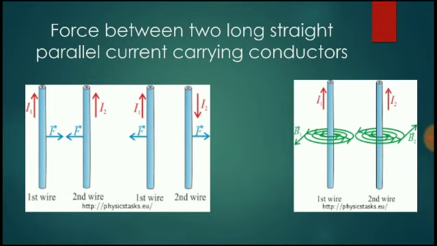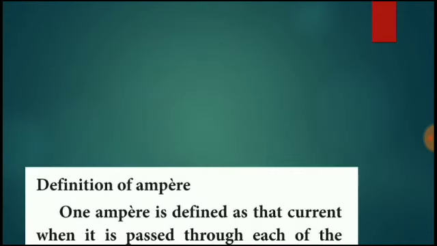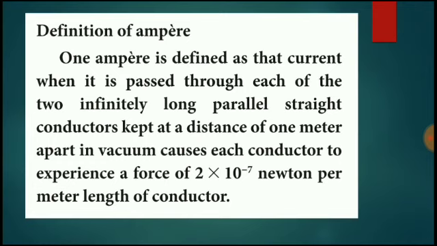See this additional diagram. The first conductor carries current I1, the second conductor carries I2, in opposite directions. Around the first wire, the magnetic field B1 is present. Around the second wire, the magnetic field B2 is present, acting in opposite directions.